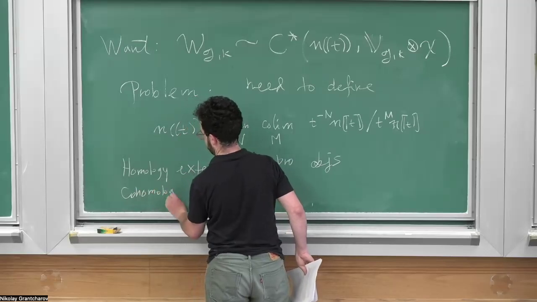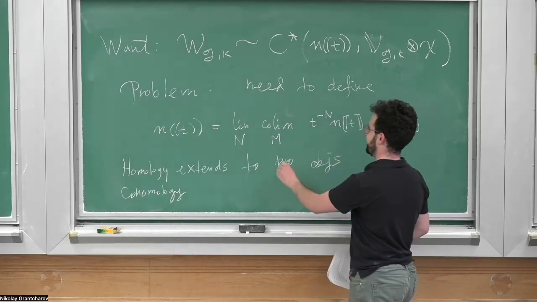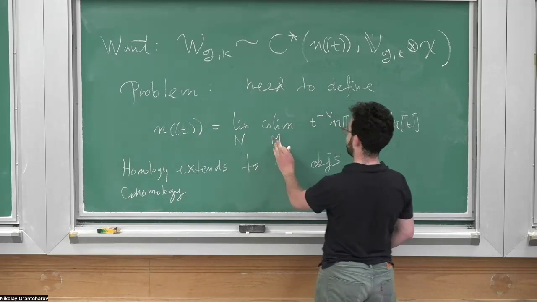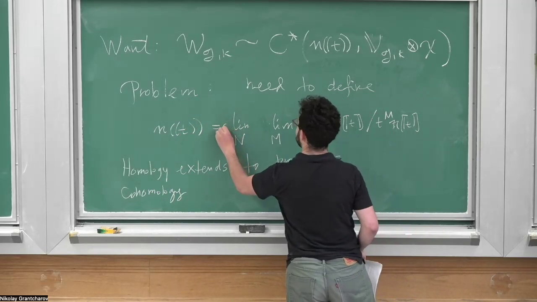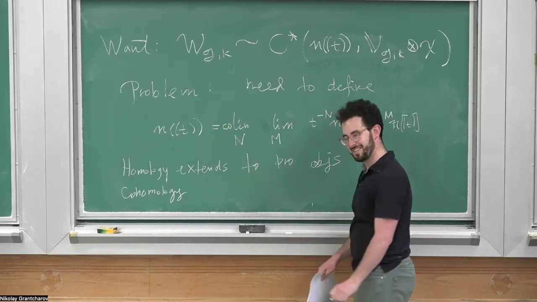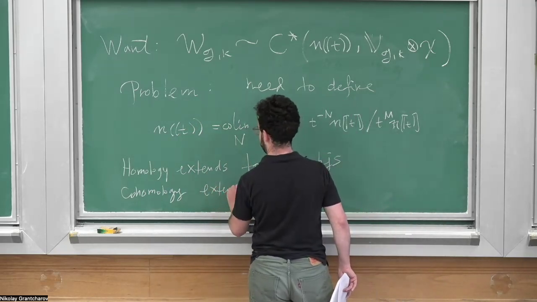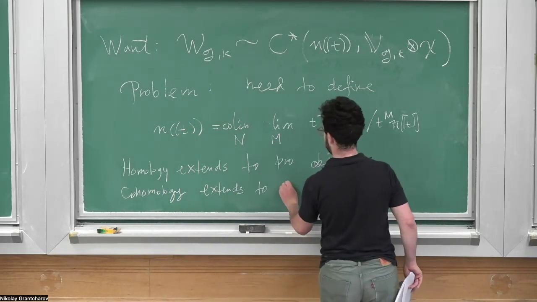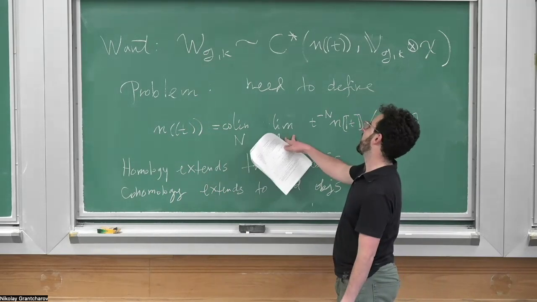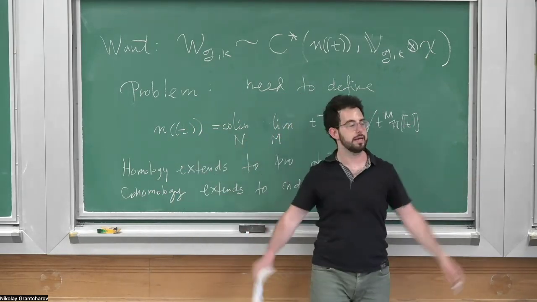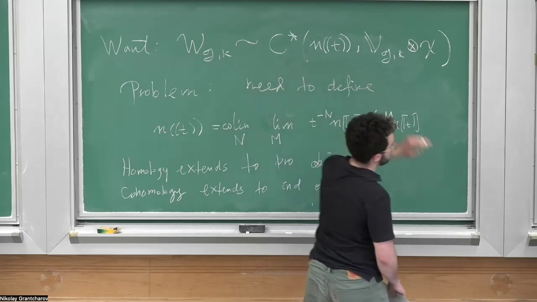Wait, actually, sorry, the limit and the colimit should be switched, right? If you just write colimit instead of limit and limit instead of colimit, then it'll be correct, with the indices unchanged. Oh, yeah, it's in pro. Thank you. Cohomology extends to ind objects. So here we have both pro and ind objects. So the problem is how to define this object, which is called cohomology.